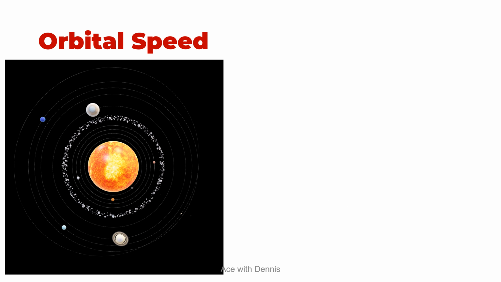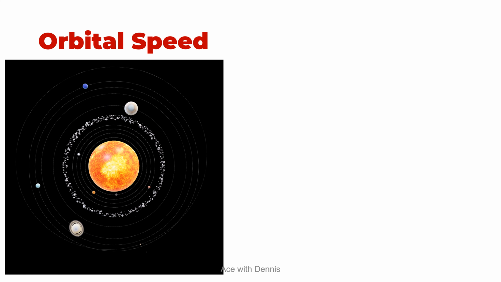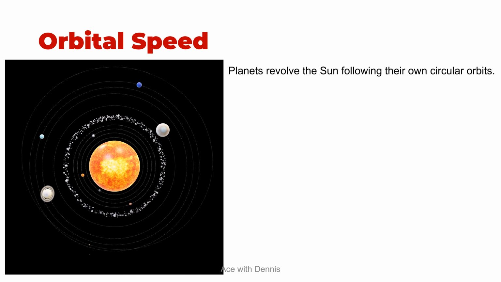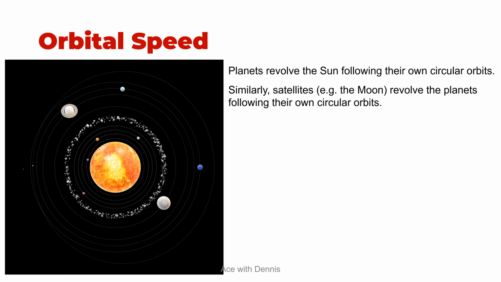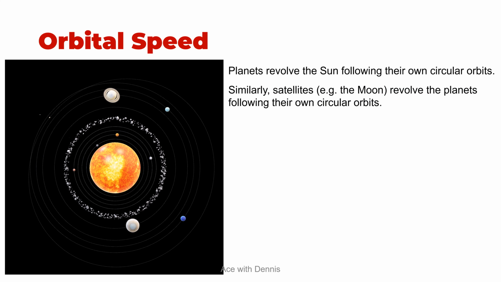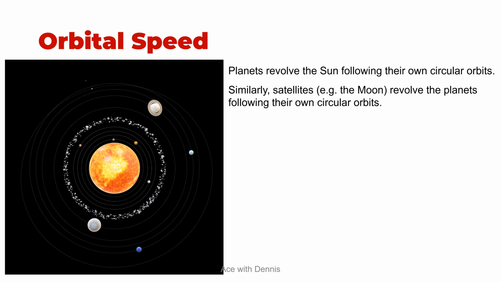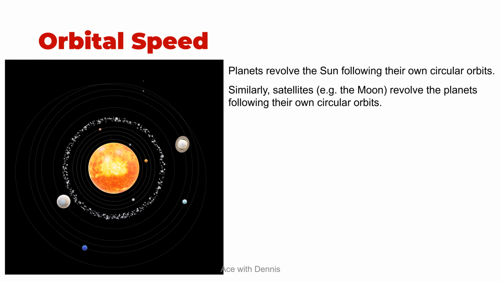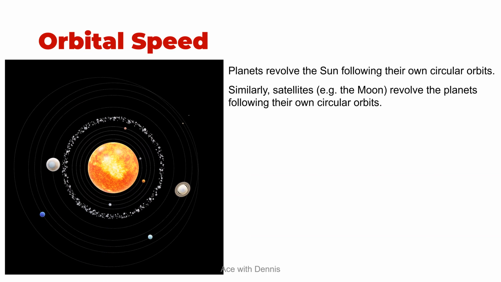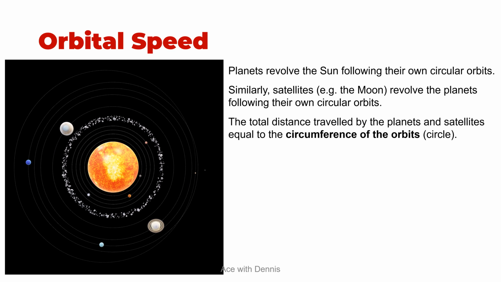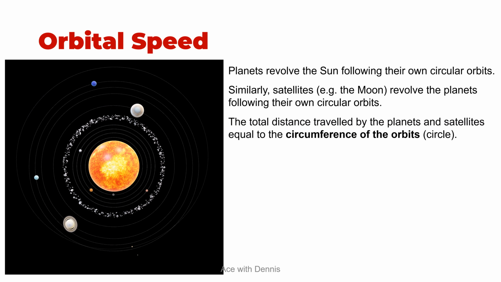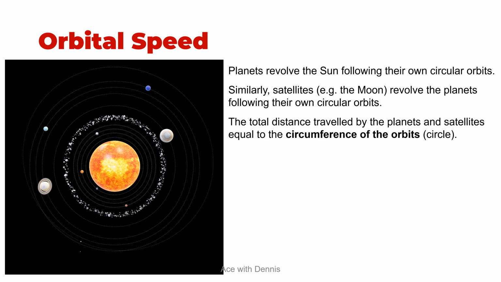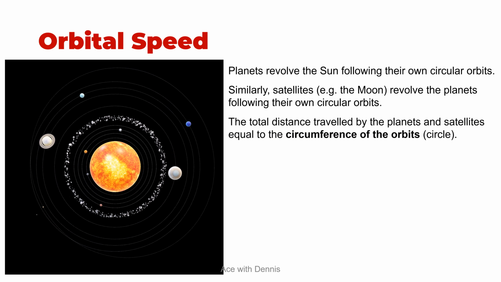Next, we talk about orbital speed. Planets revolve around the sun following their own circular orbits. Similarly, satellites, for example the moon, revolve around the planets following their own circular orbits. Hence, the total distance traveled by the planets and satellites is equal to the circumference of the orbits, which is in circle shape.